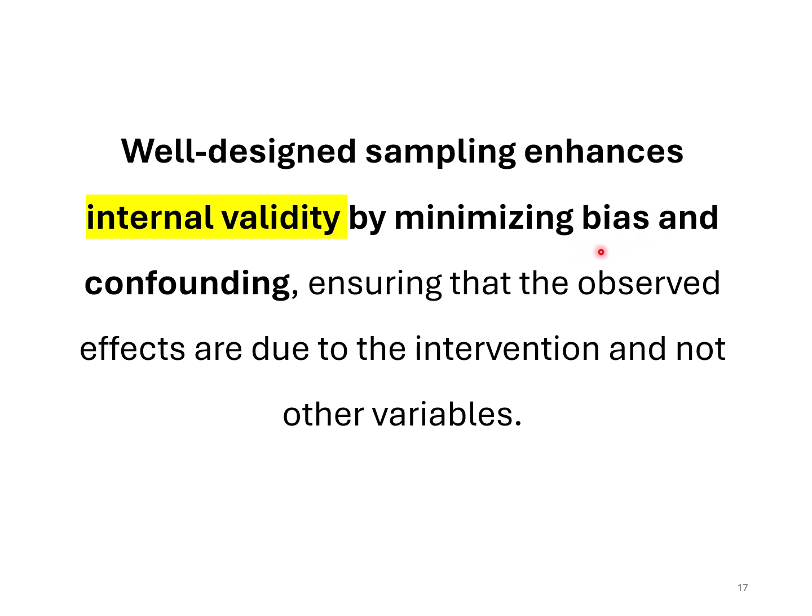Bias is a systematic error that can arise throughout the process of your study, and confounding is also a type of bias in which a third variable distorts the results of your study. These are the main threats. Bias and confounding are the main threats to internal validity. So when you design a study with a proper sampling technique using probability sampling, you are actually ensuring the internal validity of your study. So this ensures that the observed effects are due to the intervention and not other variables.